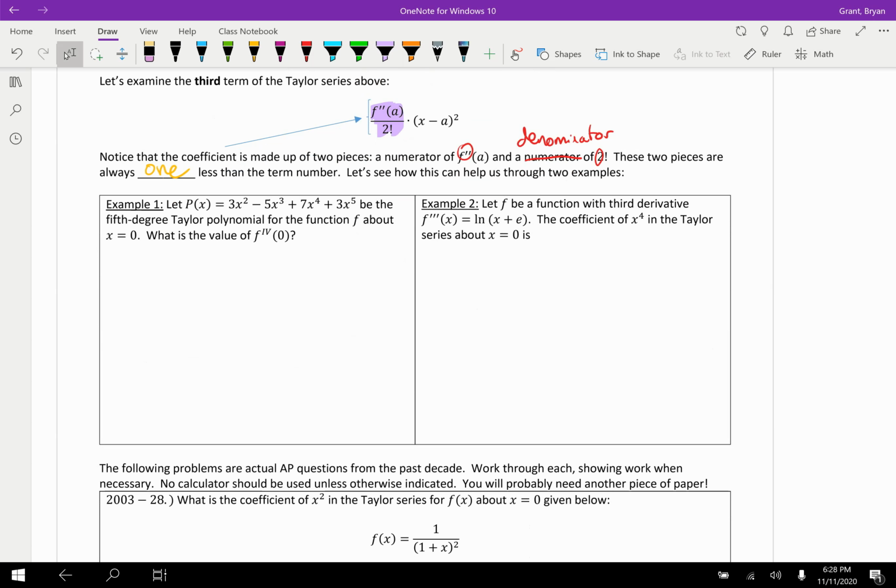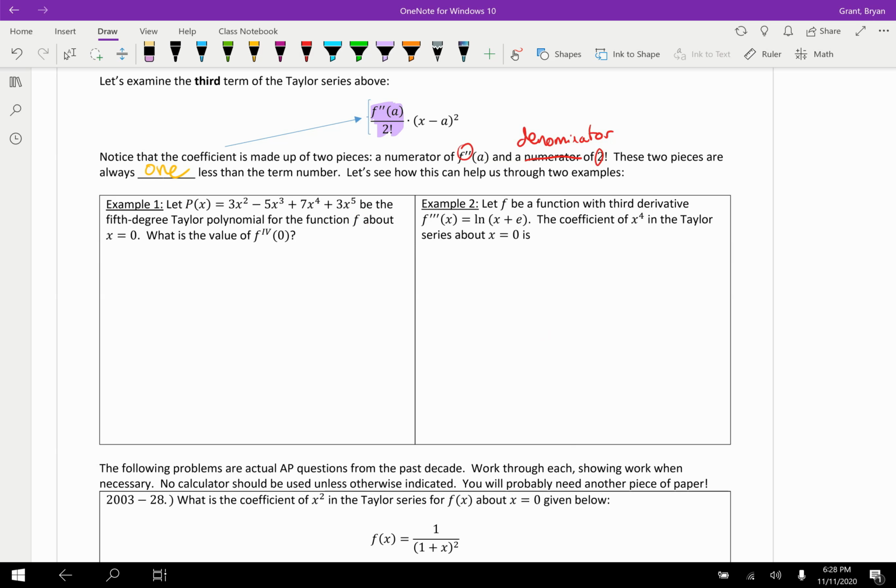So let p of x equal that crazy looking polynomial, and it's going to be the 5th degree Taylor polynomial for some function f. F is doing its own little windy thing, and we can make a polynomial match this windy thing. Cool. So then they said, and it's centered about x equals 0, what's the value of the 4th derivative of f at 0? Well, that's tough because you're looking at this and you don't know the function f. We know p of x, but that's not the same as f, right? It's an approximation for f. So if we can't take 4 derivatives of f and then plug in 0, how do we do it?